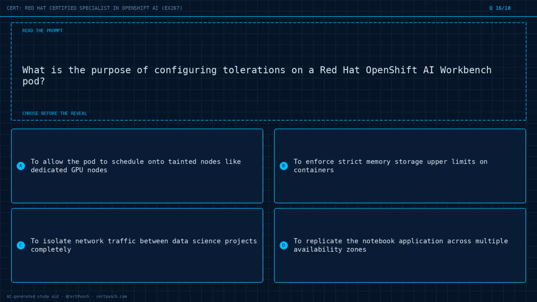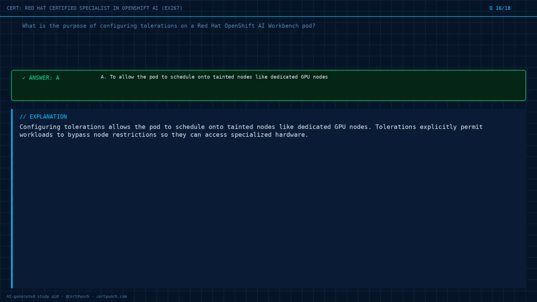Before the reveal. The correct answer is option A. To allow the pod to schedule onto tainted nodes like dedicated GPU nodes. Behind the answer, configuring tolerations allows the pod to schedule onto tainted nodes like dedicated GPU nodes. Tolerations explicitly permit workloads to bypass node restrictions so they can access specialized hardware.